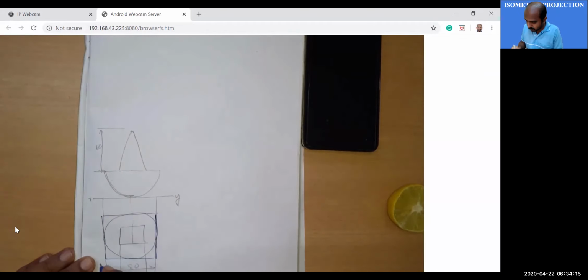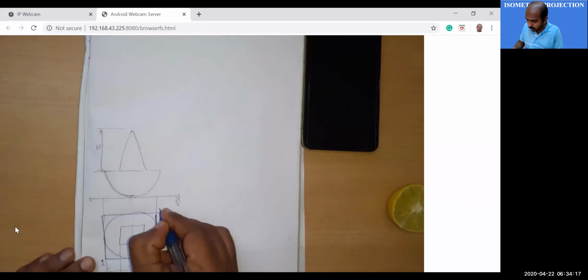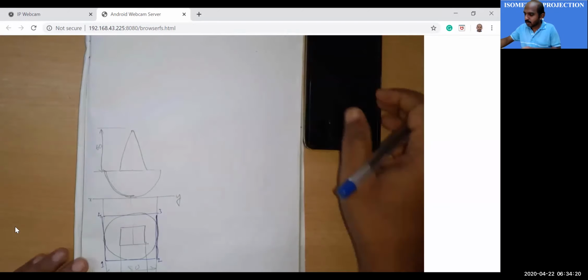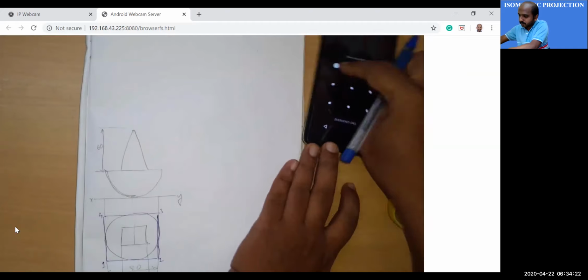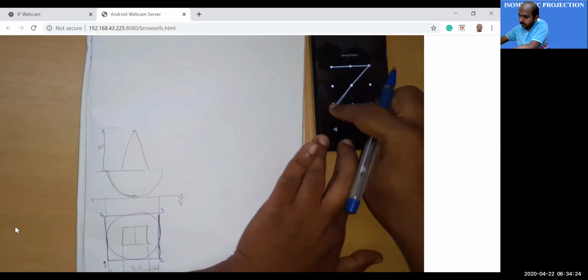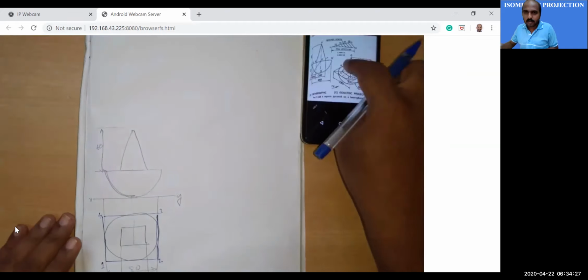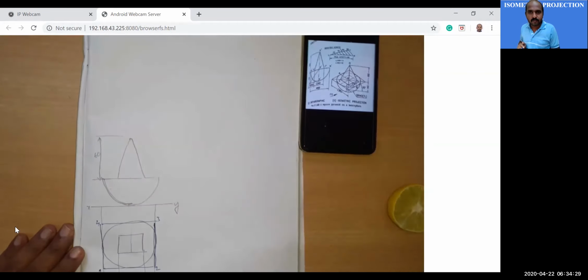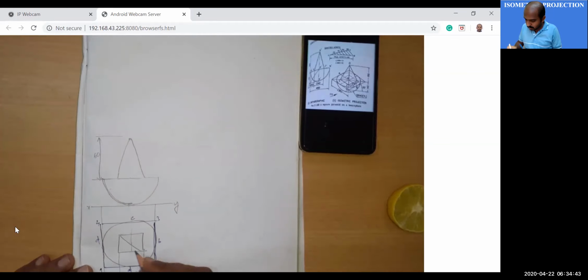Okay. So this is your 1, 2, 3, 4. One, two, three, four. So let it be capital A. Small a, small b, small c, small d. Now we are going to draw the... So it is a square pyramid. Okay, square pyramid.